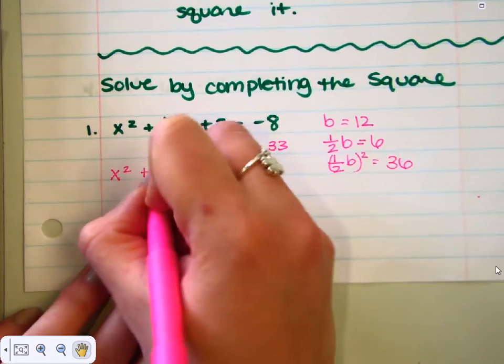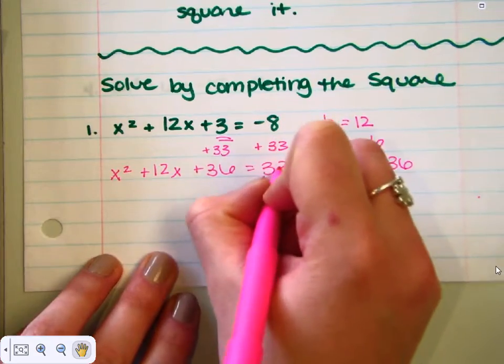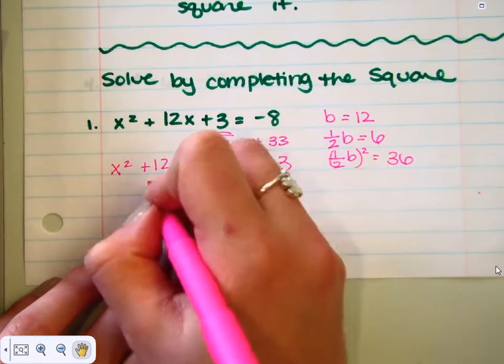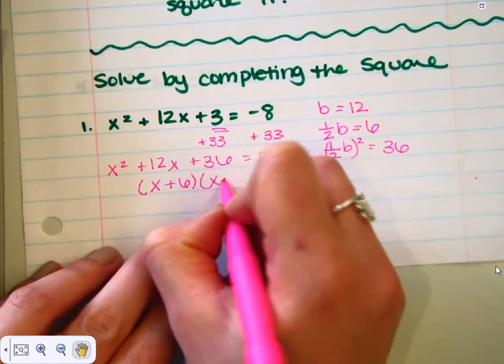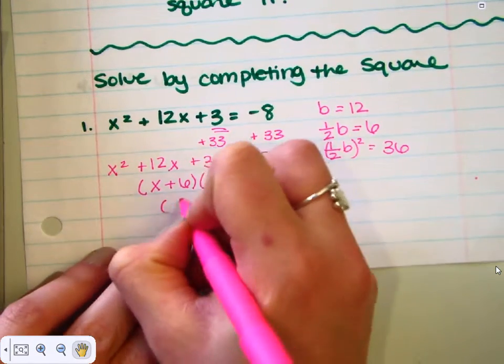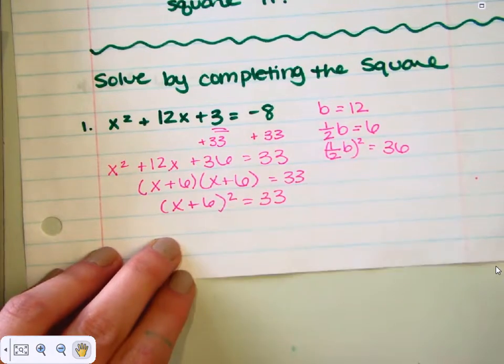So, x squared plus 12x plus 36 equals 33 plus 3, which is 36. And now this is super nice. I can factor this side into a perfect square. So my factors would be x plus 6 times x plus 6 equals 33, and I can rewrite this as x plus 6 squared.